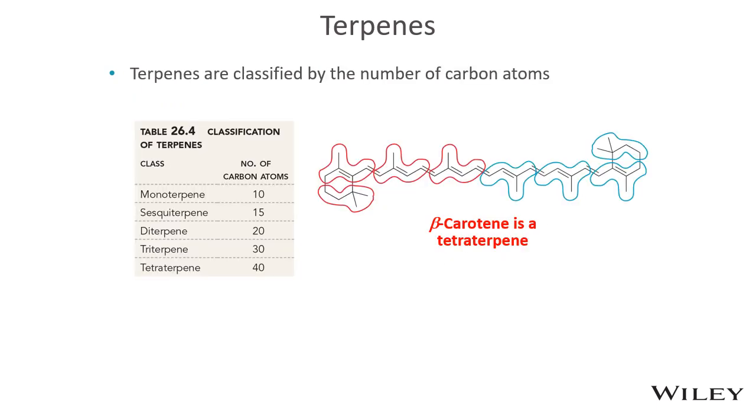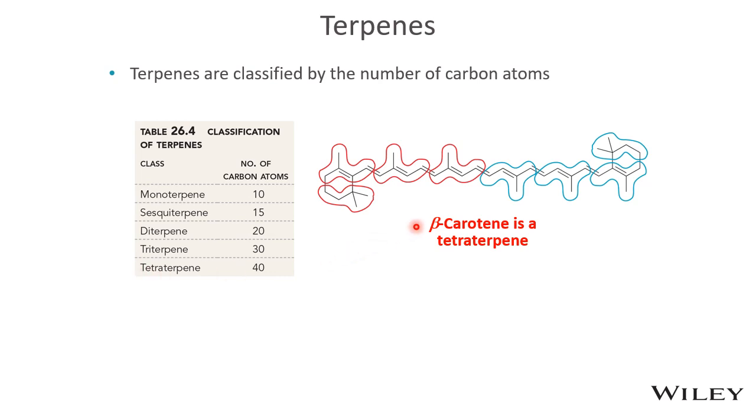So terpenes are classified by the number of carbon atoms they have. So the simplest terpene is typically a monoterpene, and that consists of 10 carbon atoms or 2 isoprene units. We also have sesquiterpenes, which are made up of 15 carbon atoms or 3 isoprene units. There's diterpenes, which consist of 20 carbons as well as 4 isoprene units. Triterpene with 30 carbons and 6 isoprene units, or tetraterpenes with 40 carbons and 8 isoprene units.